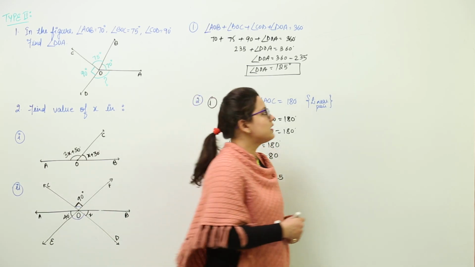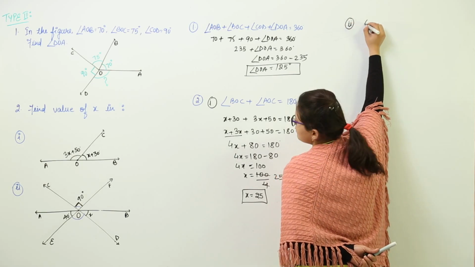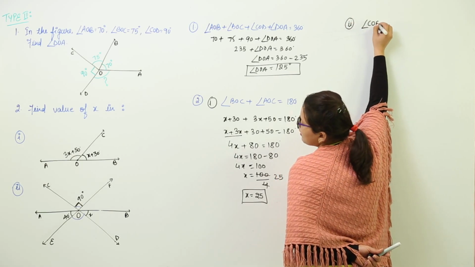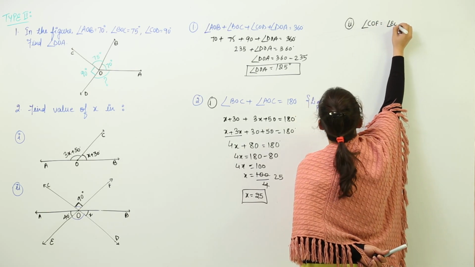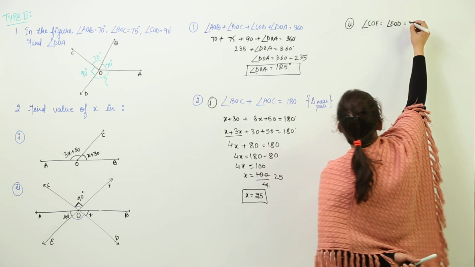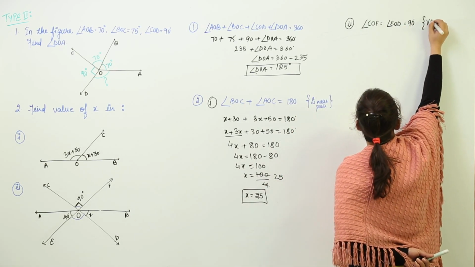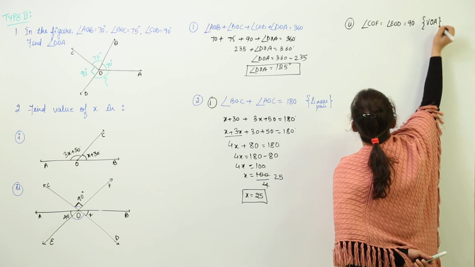So we will first write that down before moving any further. The second part tells us to write down angle COF equal to angle EOD. That will be equal to how much? Both are going to have the measurement of 90 degrees. What is the reason you are going to write? They are forming vertically opposite angles.